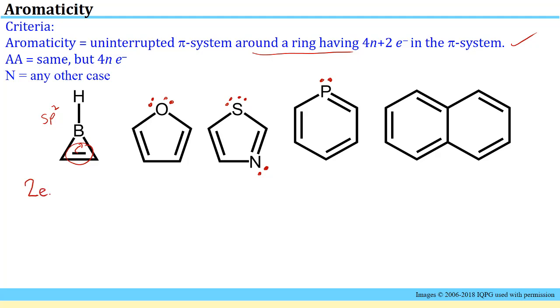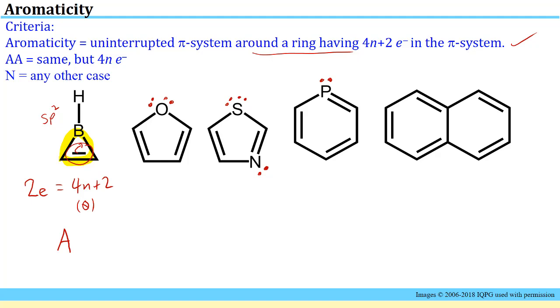So 2 electrons in the pi system equals 4n plus 2 when n is the integer 0. So this is an aromatic system. And of course the pi conjugated system is all around this 3-membered ring, not the hydrogen at the top.